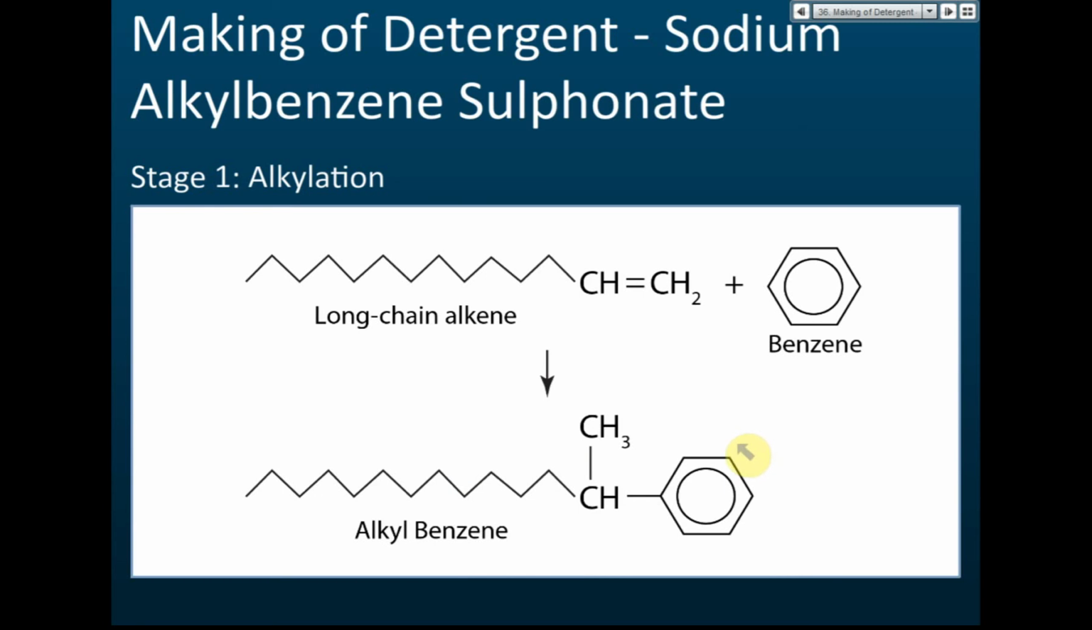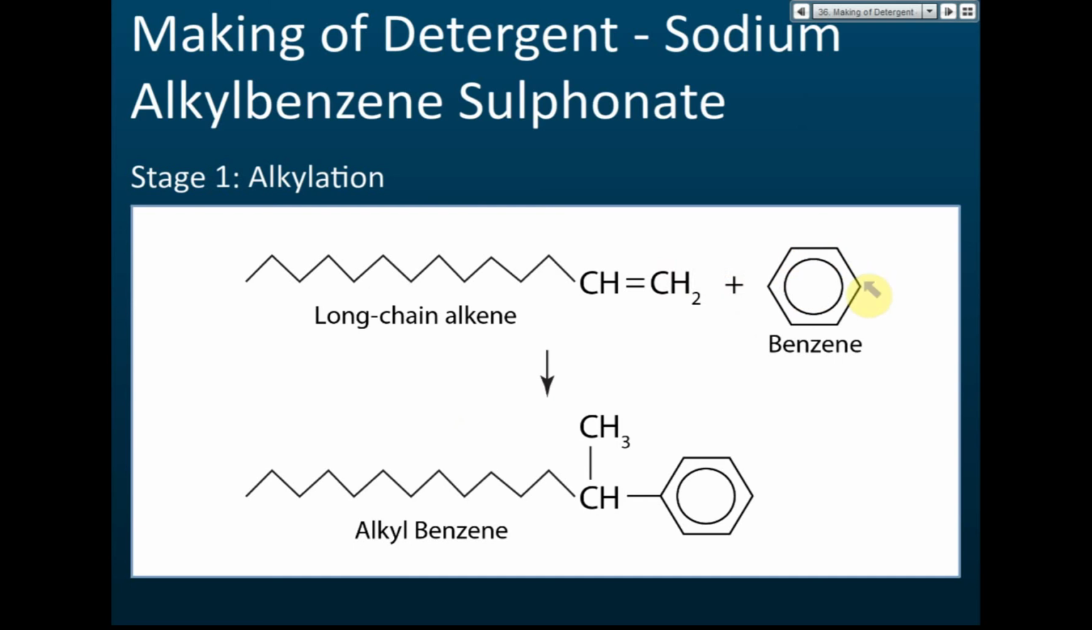Okay, then how about the making of detergents with sodium alkyl benzene sulfonate? Now this one starts from a long chain alkene. Just now it was from alcohol, right? This one is from alkene. And then we let these alkenes react with benzene.